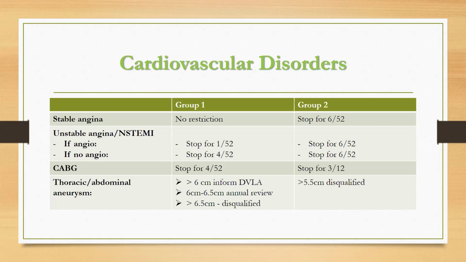If the patient has a thoracic or abdominal aneurysm, it will depend on the size. For group 1, if it is more than 6 centimeters, he should inform DVLA. And this is the first condition in the cardiovascular disorders that the patient should notify DVLA for. If it is between 6 and 6.5, the patient will need an annual review. If it is bigger than 6.5, he will be disqualified. This is for group 1. While for group 2, if it is bigger than 5.5 centimeters, he will be disqualified. This is for the cardiovascular disorders.